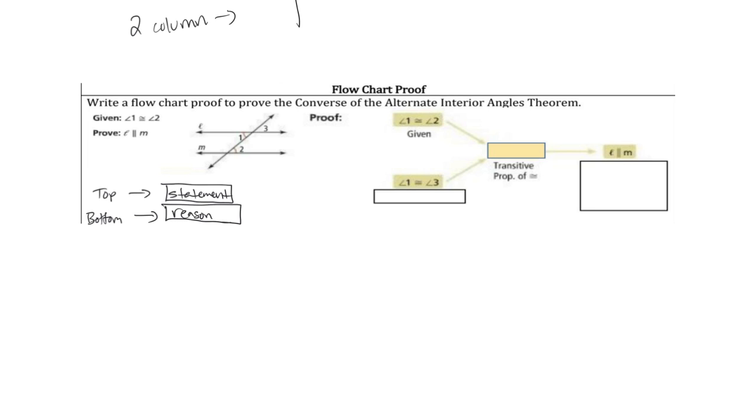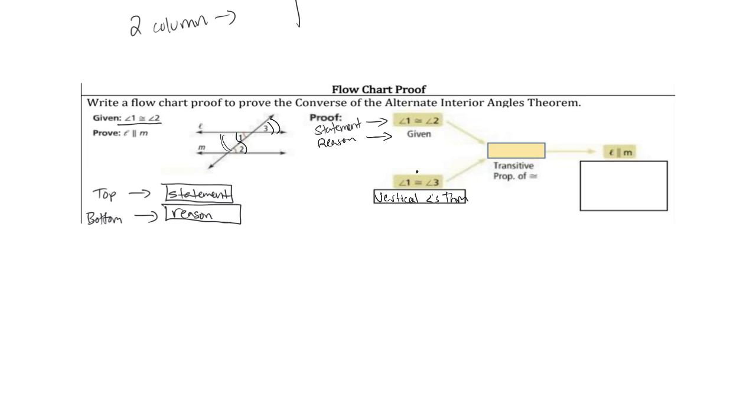All right, so this, you can see, is our statement, right? Angle 1 is congruent to angle 2. And our reason is that it's a given. It comes from our given over here. Okay. Now we look down here. It says angle 1 is congruent to angle 3. How is angle 1 and angle 3 congruent? Well, they're vertical angles. So the vertical angles theorem tells us that vertical angles, angle 1 and angle 3, are congruent.